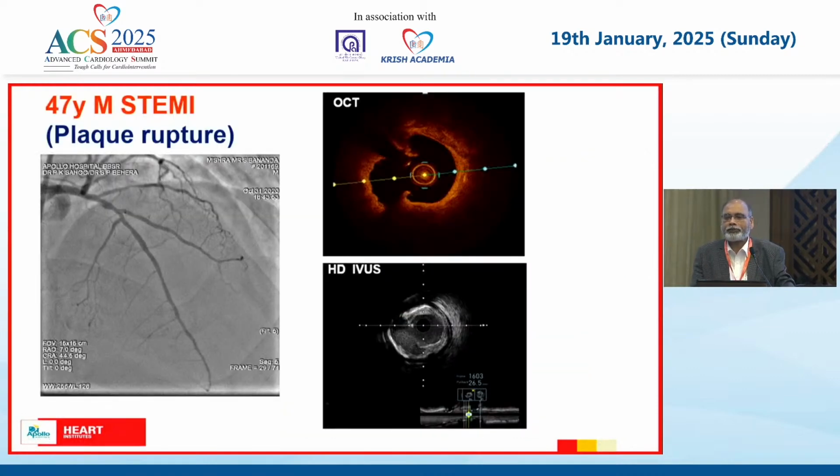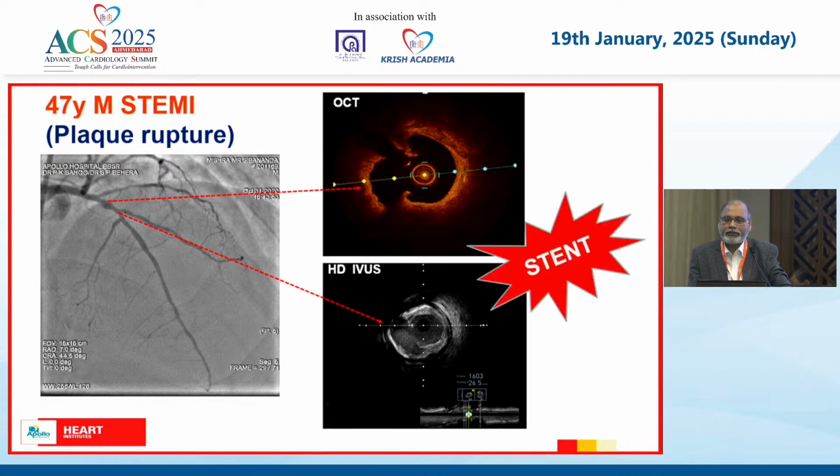This is a plaque rupture where I have done both the IVUS and the OCT, and you can see this is a classical case of the plaque rupture, and similarly what is seen in an IVUS. So both are comparable. If you don't want to use more contrast, do a good imaging with IVUS and you can get it. So stent this lesion because it is a rupture.